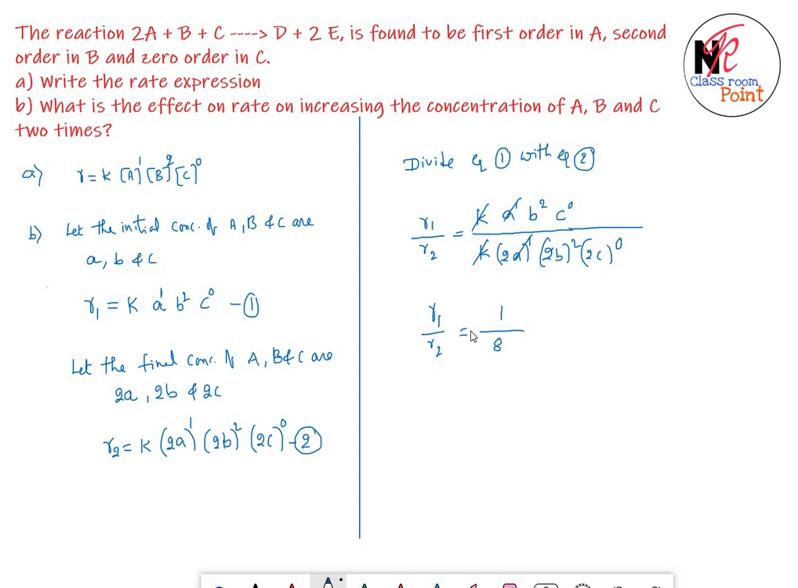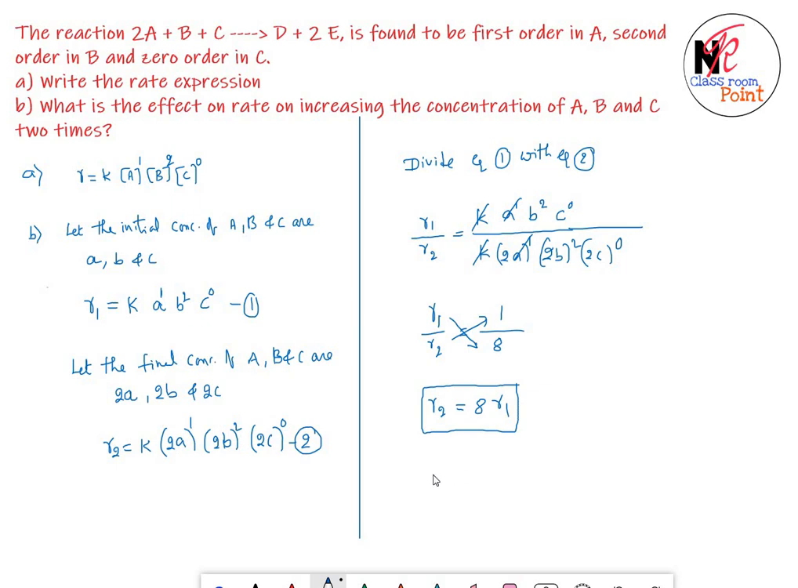So now we can write the cross multiply form, so that you will get the R2. If you cross multiply like this, you will get R2 equals 8 R1. It means by increasing the concentration of each reactant 2 times, the final rate of this reaction increases by 8 times the initial rate of the reaction. So this is the answer of this question.